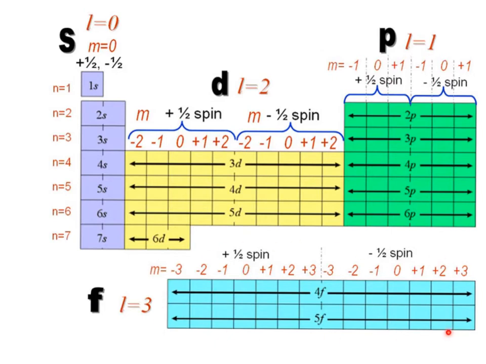Lastly, L equals 3. You see it goes from negative 3 to positive 3. That gives us our 7 orbitals. And then it repeats again. And it repeats again because it's minus 1/2. So those are your L's.